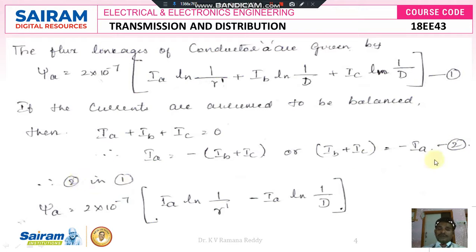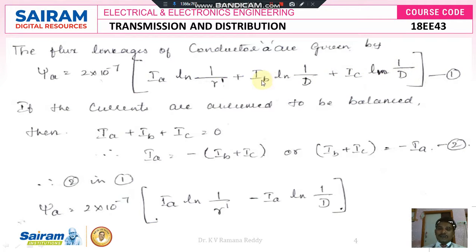Now I am going to substitute equation number 2, that is Ib plus Ic is equal to minus Ia, in equation number 1. I want to see where the Ib and Ic terms are here. In this formula, the flux linkage of conductor A is psi a equals 2 into 10 to the power of minus 7 times Ia ln of 1 by r dash plus Ib ln of 1 by D plus Ic ln of 1 by D.